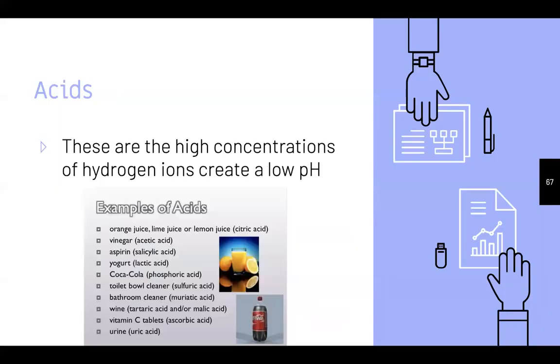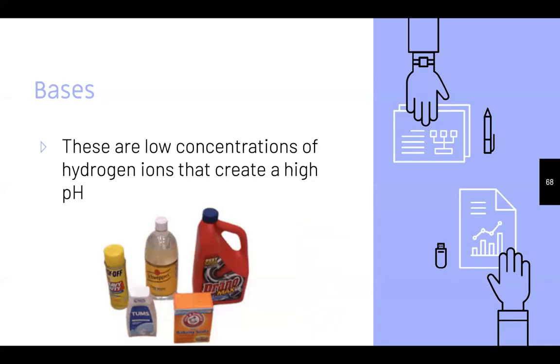We have acids. These are high concentrations of hydrogen ions, which create a low pH. Examples of acids, most commonly: orange juice, lime juice, lemon juice, vinegar, aspirin, yogurt, Coca-Cola, all types of acids.